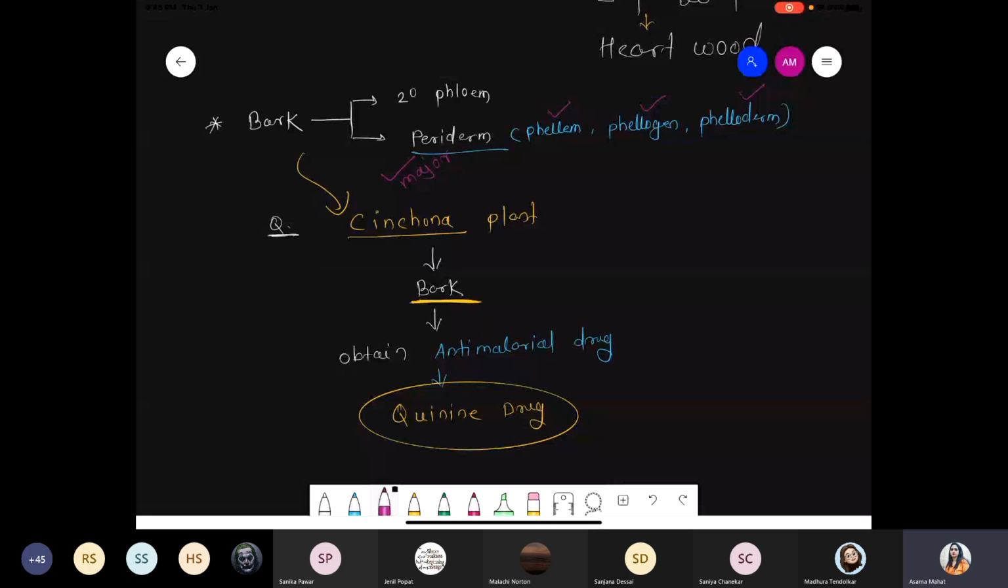So cork cells, cork cambium, secondary cortex plus secondary phloem together, that is, all the tissue present outside the secondary phloem, that entire region is known as bark. All the cells outside the secondary phloem, meaning the secondary cortex, the cork cambium, the cork cells, all those regions are collectively called the bark. Got it? Clear? And we are taking the one plant where bark is used as a drug. The name of the drug is quinine, an anti-malarial drug, and for corona treatment also such a drug was used initially. Okay?